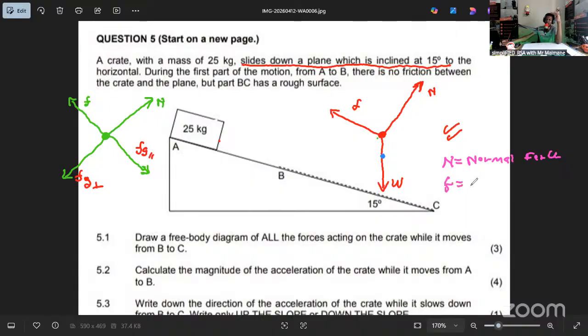Small f, you don't have to say kinetic friction. You can if you want, or you can just say frictional force. You're still right. They know, because so far they haven't mentioned kinetic or static in the question itself, although we know the type of friction we have because we are no longer grade 10 students. We know how things are right now. And then W is the weight of the object.